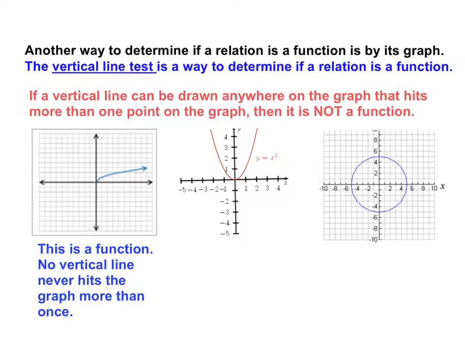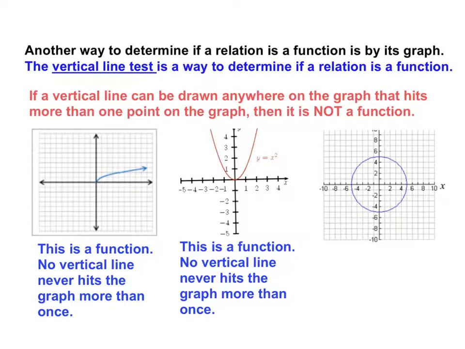Okay? How about the second one? Can you draw a vertical line that hits more than one point? Okay, so you have to make a little bit of an assumption because this kind of keeps going out. It doesn't ever straighten up. So this is the same thing. This is a function as well.